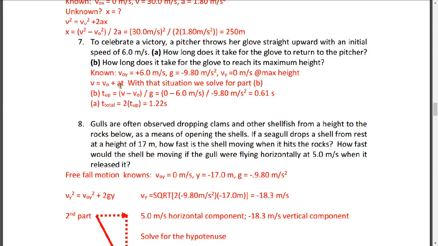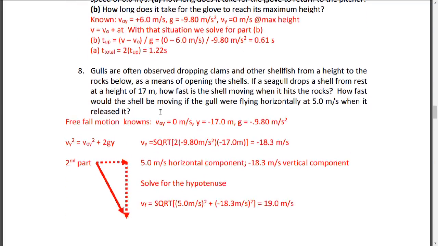So V equals V naught plus AT. This T is the T that it takes to go up. So we solve that one for T, and we get the final velocity 0 minus positive 6 divided by negative 9.8 equals 0.61 seconds. It takes 0.61 seconds to reach its maximum height, and then it'll take another 0.61 seconds to come back down again. So the round trip takes 1.22 seconds.